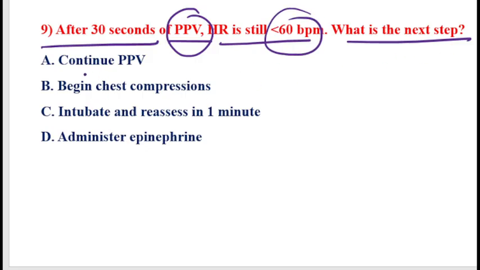Option A, continuous positive pressure ventilation, is the wrong option here. Begin chest compression, so this is the correct answer here. We have to begin chest compression as soon as the heart rate goes below 60 beats per minute, even after giving 30 seconds of positive pressure ventilation. Intubate and reassess is done later, not at this point of time. At this point we have to begin with chest compression.